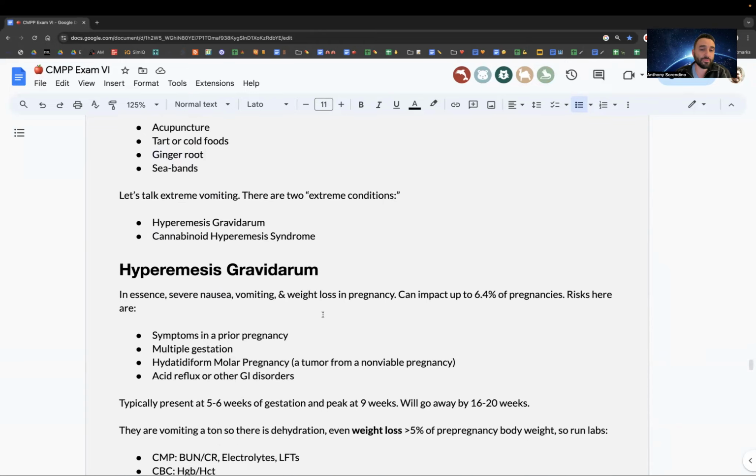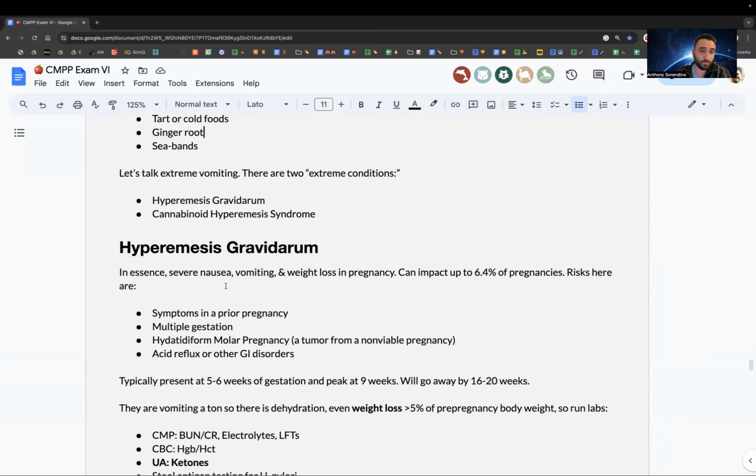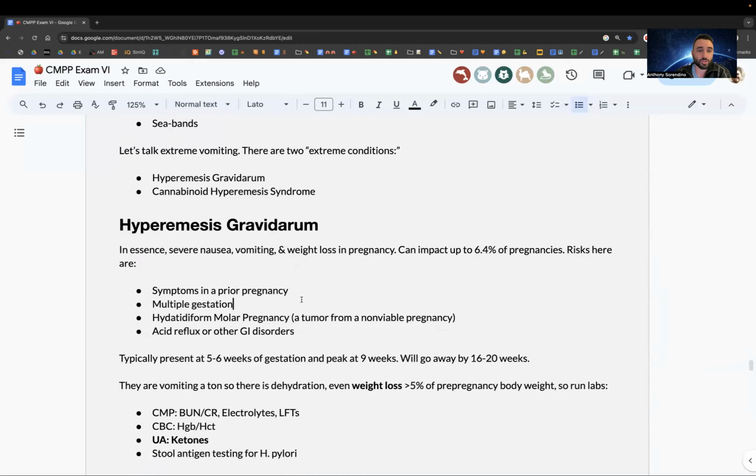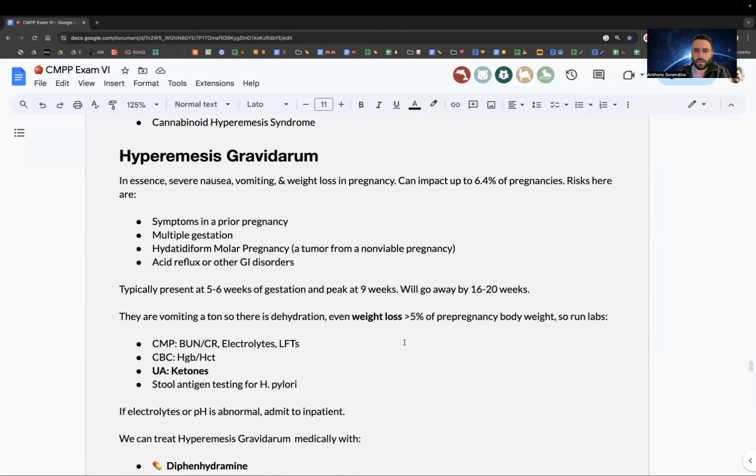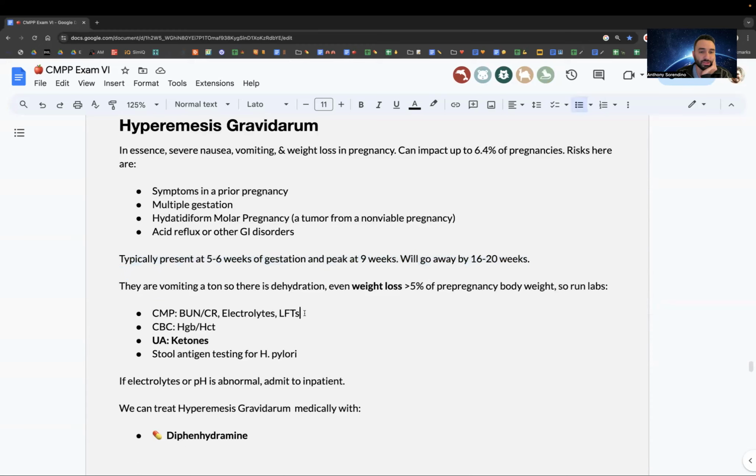Okay, let's talk about extreme vomiting. There's two conditions here. There's hyperemesis gravidarum, and there's cannabinoid hyperemesis syndrome. Okay, so gravidarum, as the name suggests, this has to do with pregnancy. All right, big risk factors here are multiple gestation, if you've had it before, if you've had this kind of tumor from a non-viable pregnancy, this hydatidiform molar pregnancy. And it's going to present 5 to 6 weeks of gestation, peak at 9, but then it's going to go away by 16 to 20 weeks.